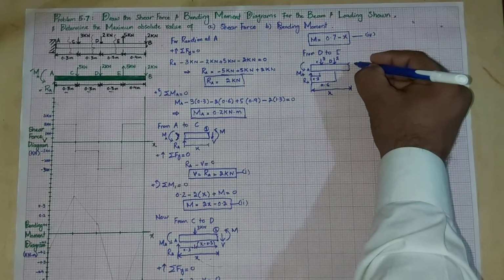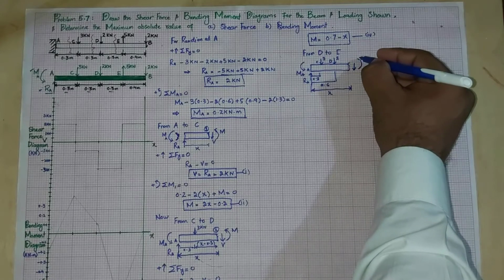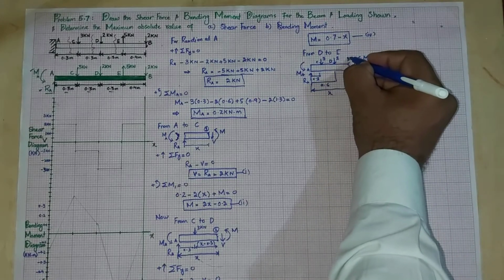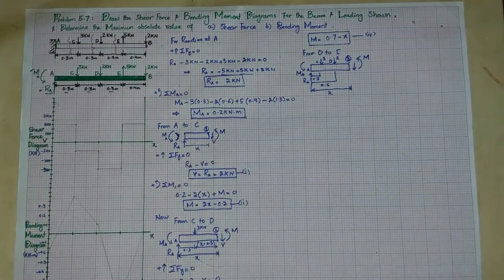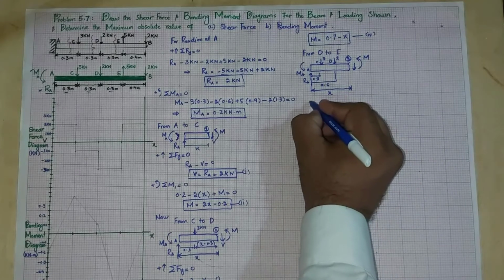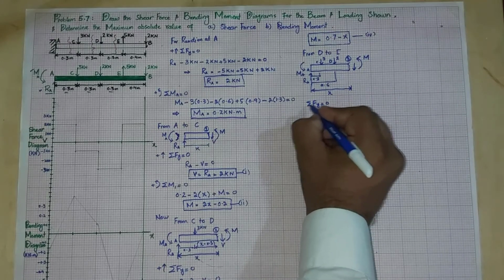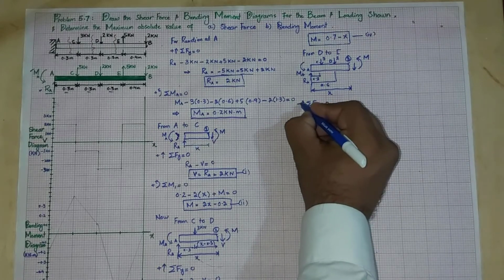So again there will be a shear force and a reaction moment at this point. Let this point be point 3. Okay, so you can see, you will apply the shear force equation: the sum of all forces along the y direction is equal to 0.